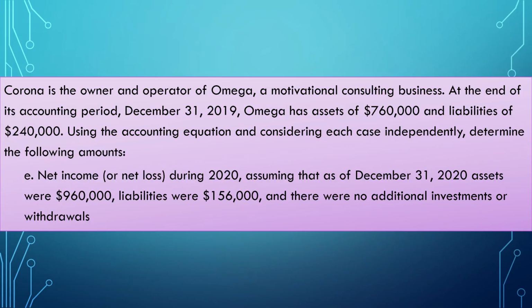Now for the letter E requirement, this time it's different, no? What was required was the net income or net loss during 2020, assuming that the asset and liabilities were 960 and 156, and there were no additional investments or withdrawal.